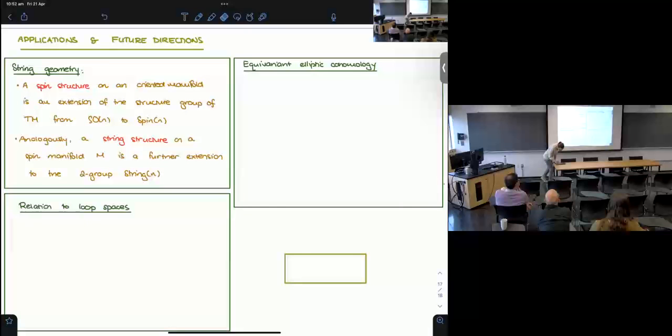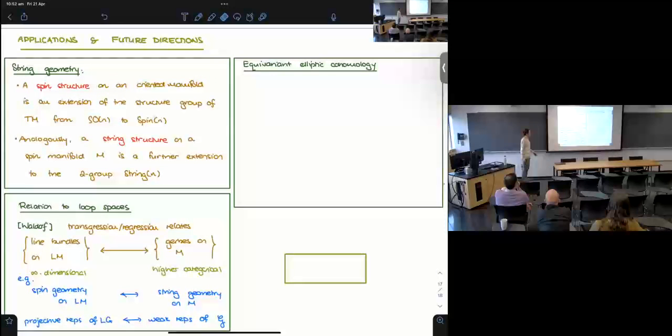Another thing is a relation to loop spaces. This is due to Waldorf. He has something which he calls the transgression regression machine, which is fun to say. He says that instead of studying line bundles on a loop space, we can study gerbes on M. And gerbes on M is a two-groupy kind of situation. It's a give and take: if you want to study line bundles on LM, you have to deal with infinite dimensional spaces. If you want to study gerbes on M, everything is finite dimensional, that's great, but you have to deal with higher categories. So depending on what theorems you have or what your strengths are, this might be good for you.